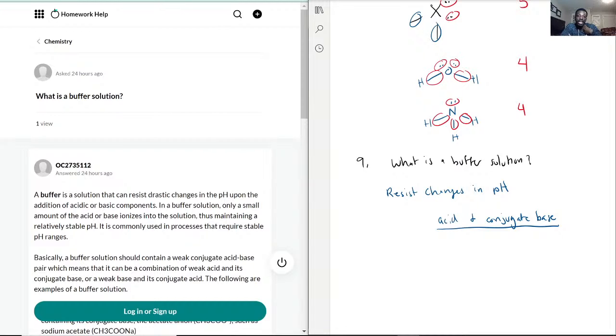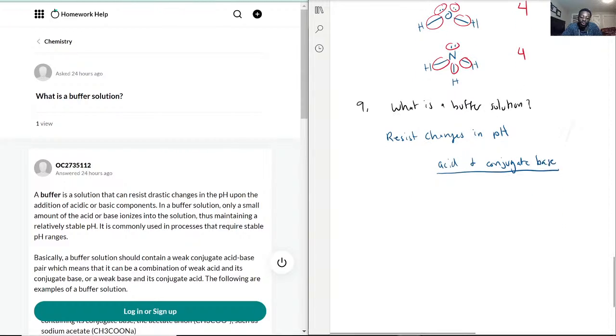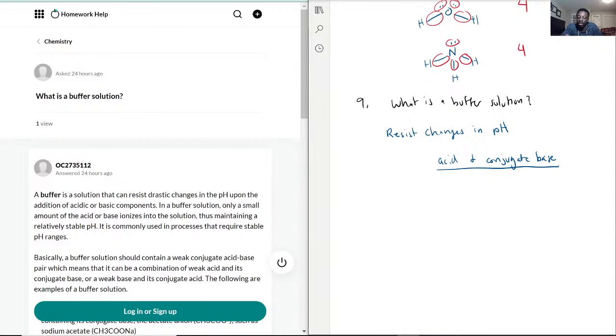would resist that change until there was no more conjugate base left, and then it's no longer a buffer. Same thing, if you added a base, the acid would keep it around that pH until there was no more acid left, and then it would no longer be a buffer solution. In fact, based on what I described, you should be familiar with these, the titration curves.